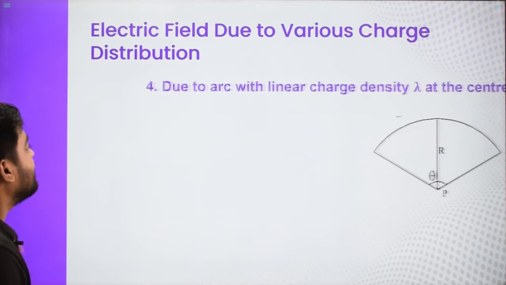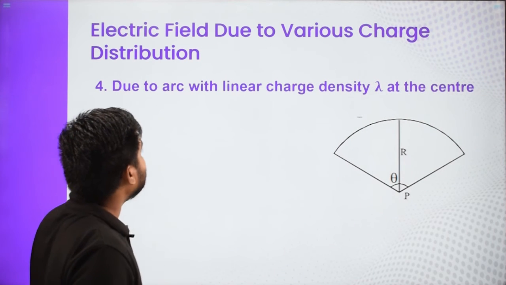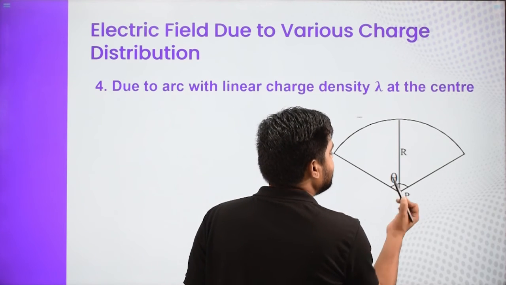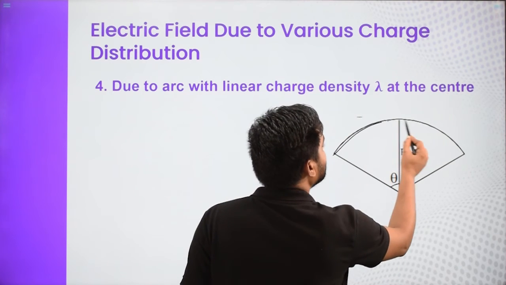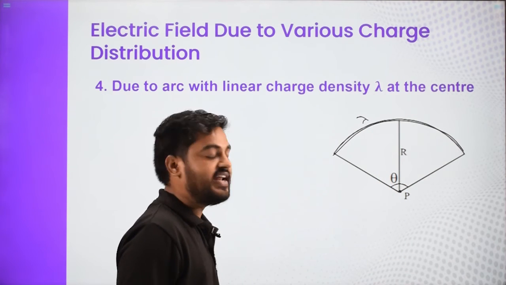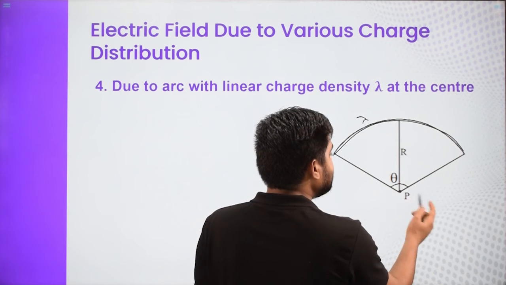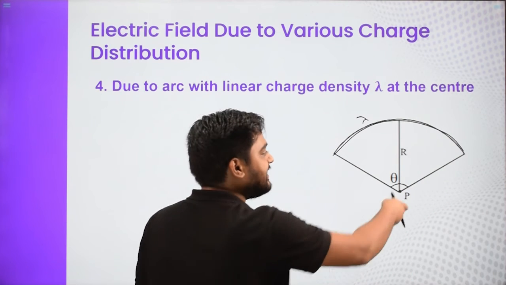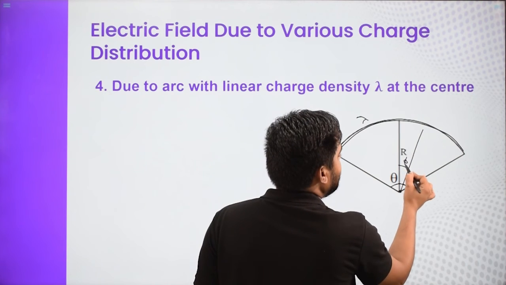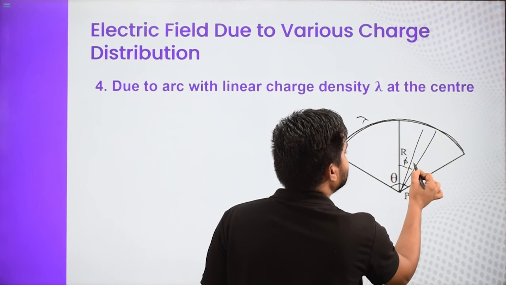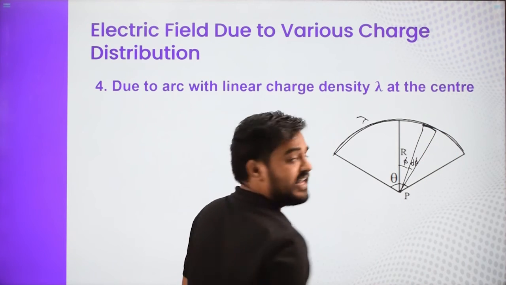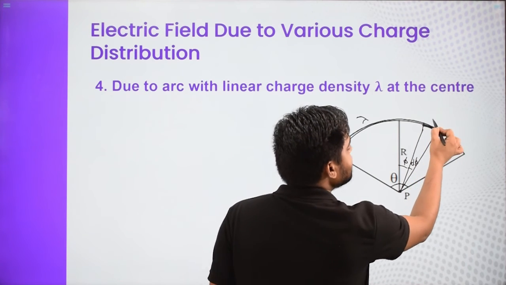Let us discuss the next case, that is the electric field due to an arc with linear charge density lambda, and here we are finding it at the center. So this is the arc where the linear charge density is lambda, and we need to find the electric field at this particular point. What I am doing is dividing my theta exactly in half. From the middle I am going at an angle phi, and I am taking another angle d phi. This d phi is a very small angle, so I get this part. What is the length of this part? The length of this part is r d phi.